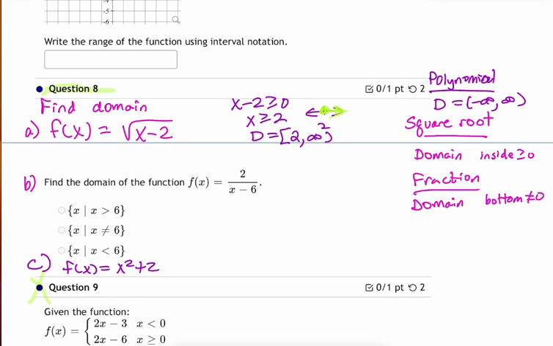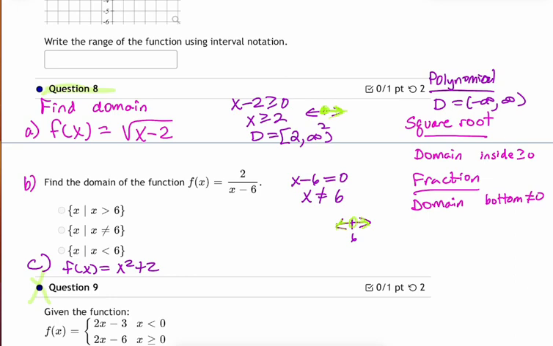Now, for B, for a fractional function, the concern should be what value will make the bottom equal to 0. So just set the bottom equal to 0 and solve it. And then put a slash through it. Those are the values I must skip. That's the only value I have to skip. So on the number line, I'm just skipping 6. But I can shade to the left and the right as far as I want to go.